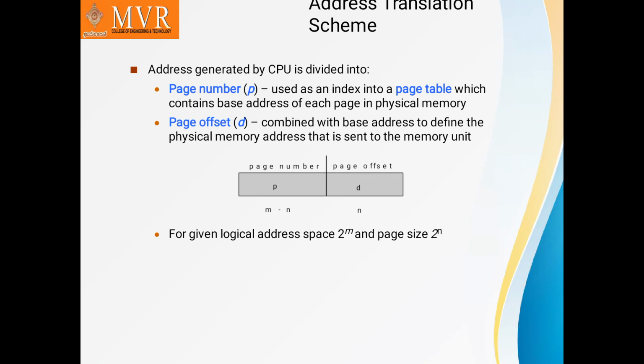See here, it will be divided into two parts, that is page number and page offset. The page number has the formula m minus n, and the page offset has the formula n, for a given logical address space of 2 power m and a page size of 2 power n.